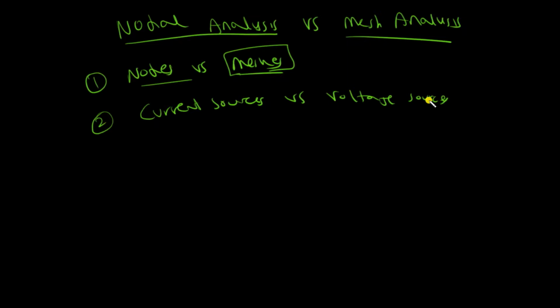For example, we saw in the last example how in mesh analysis, if there is a current source at the periphery of the circuit, that makes things very easy because you do not have to write a KVL for that mesh. So this is what you need to observe too: how many current sources there are and where they are placed, and how many voltage sources there are and where they are placed. In most cases, it would be very easy to clearly see which one to apply.